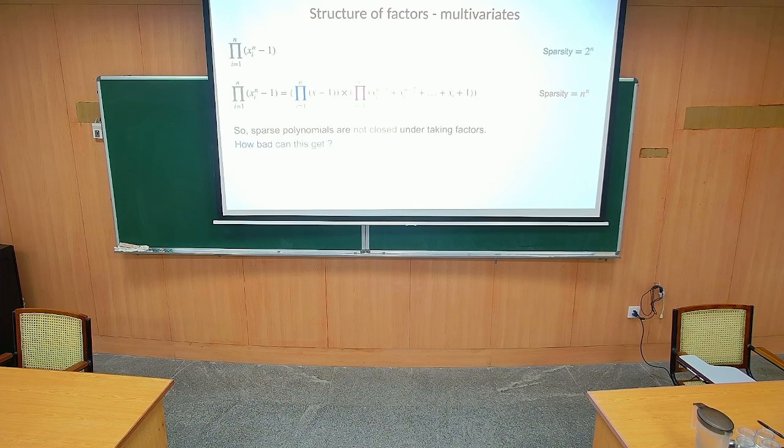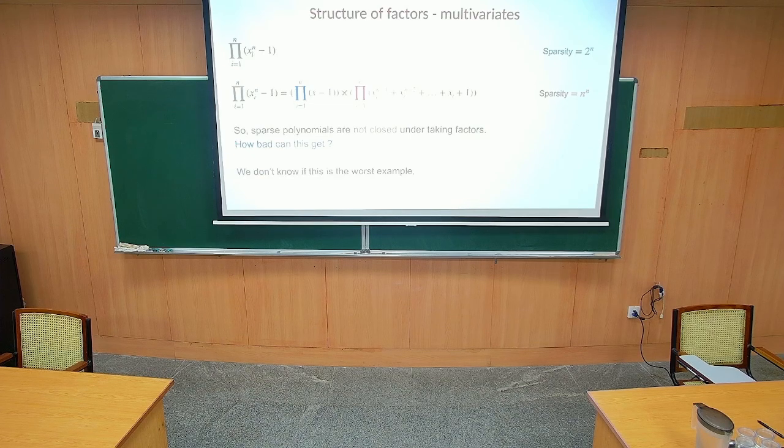So one question to ask here is, how bad can this get? Can you construct examples where the growth in sparsity is more than this? If the sparsity was s, this went from s to something like s to the log s. Can you construct things where this growth is even worse? Can you go from s to s to the s? Can you go from s to 2 to the s to the epsilon? Things like that. Can you get superpolynomial growth? Can you get exponential growth?